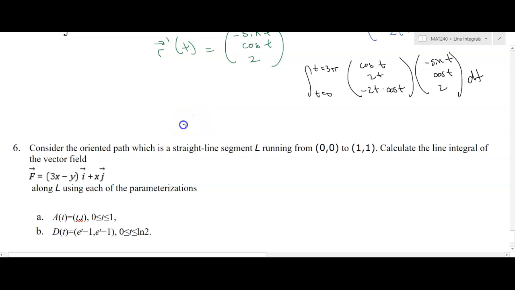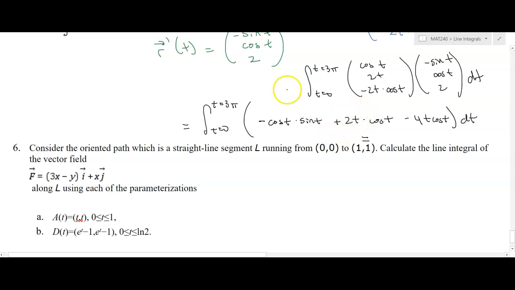So this is going to be a real ugly looking thing, but we're not going to compute it by hand, so no worries there. Before you can type this into a calculator of some sort, you need to write out the dot product, because unfortunately there's no vector integrator out there that I know of. So this will be negative cosine t times sine t plus 2t times cosine t, those are the y components, minus 4t cosine t dt. And now with Wolfram Alpha, you can calculate this. And we'll just leave it at that. You can now go type this in, and you should get a number.